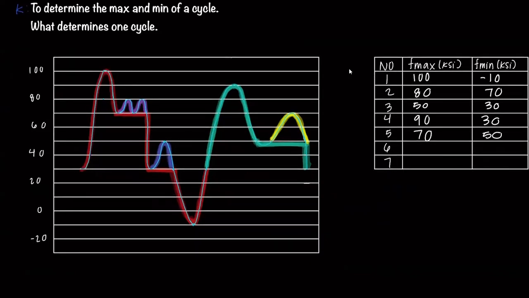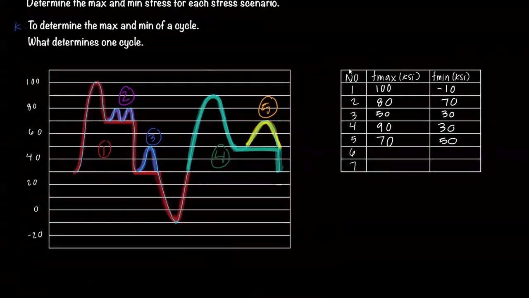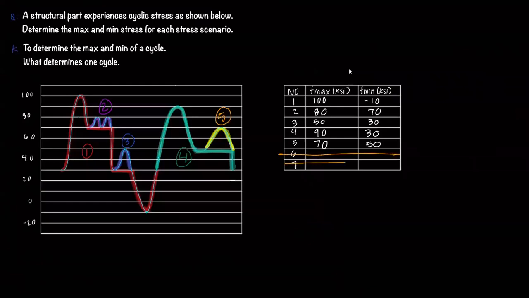I'll number them for you so you can see where each cycle is. Our first cycle is the one highlighted in red. Our second cycle is highlighted in purple. Our third cycle is highlighted in blue. Our fourth cycle is highlighted in green. And our fifth one is highlighted in yellow. And that's pretty much it for finding the cycles.